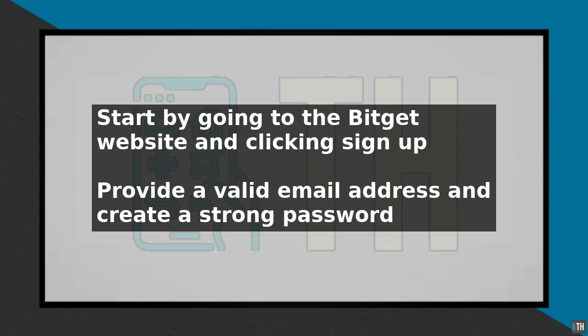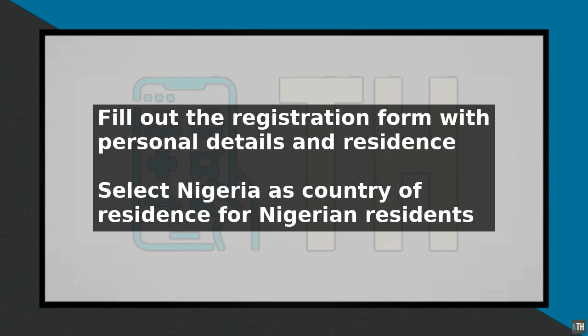After submitting the registration form, you will receive a verification email from Bitget. Open the email and click on the verification link to activate your account. You may also be required to verify your phone number by entering a code sent to you via SMS.